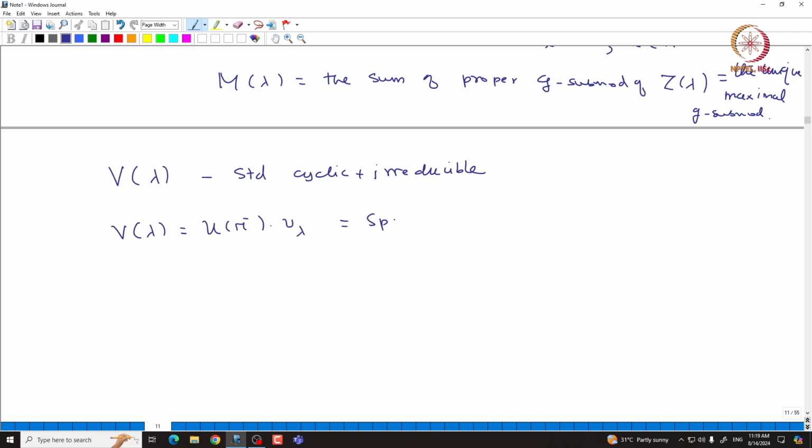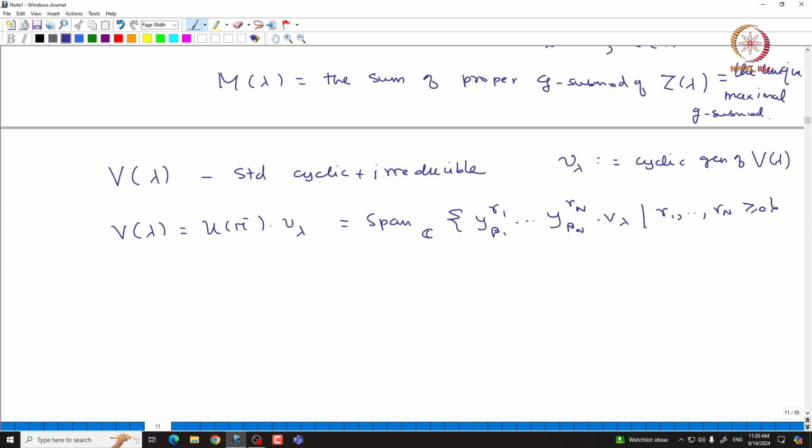So, now this is also the span of y beta 1 power r 1 and so on up to y beta n power r n, applied to V lambda. We call this quotient also V lambda, there is no confusion. V lambda again is defined to be the cyclic generator of V lambda. Again we use the same notation as for Z of lambda and there should not be any confusion, for r1 up to rn being non-negative integers.